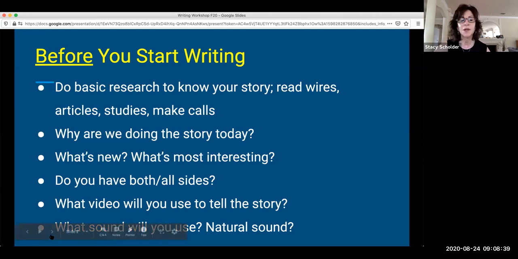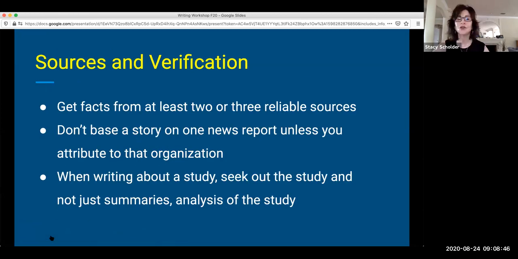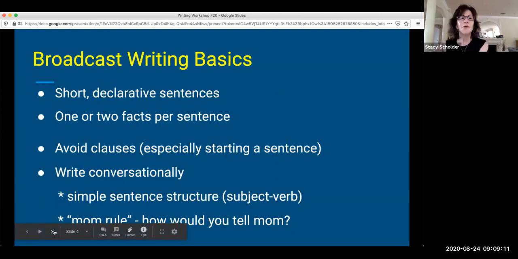Another thing to think about is where you are getting your information, the facts. And you really want to try to have at least two or three reliable sources for that information. You don't want to base your story on one single news report from a television station or from a newspaper, a news organization. So look for multiple sources. And then if you're writing about a study, try to seek out that study, okay? And not just look for summaries of the study or an analysis of the study.